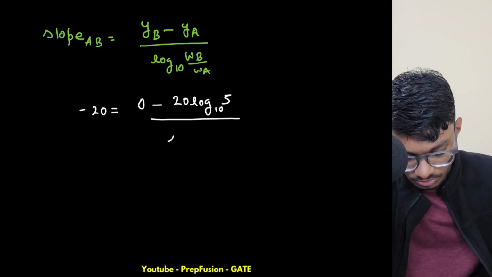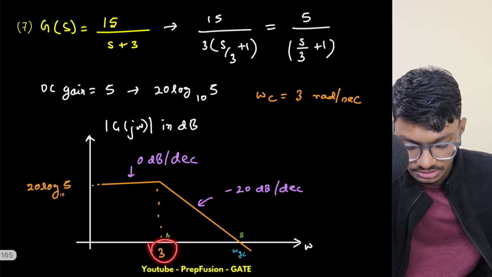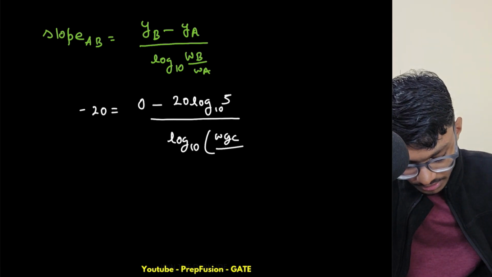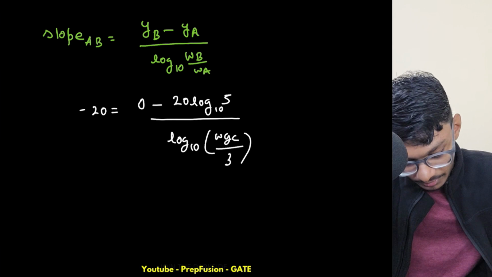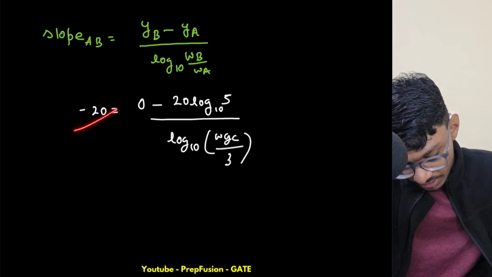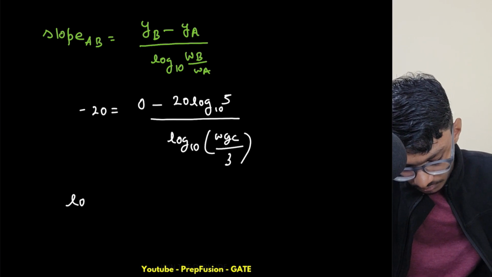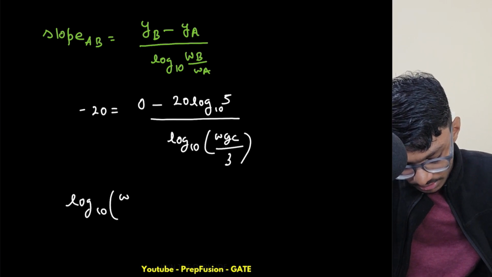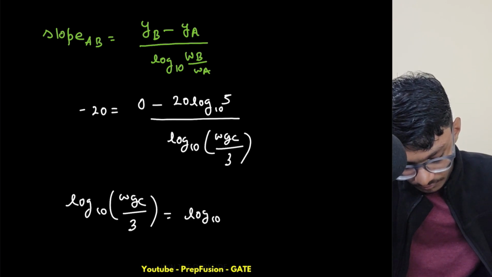And this is log 10 of omega gc divided by omega a. What is omega a? Omega a is 3. This will come out to a bit of a weird function, so just bear with me. Okay, so the 20 minus 20 gets cancelled, so here we have log base 10 of omega gc by 3 equals log base 10 of 5.